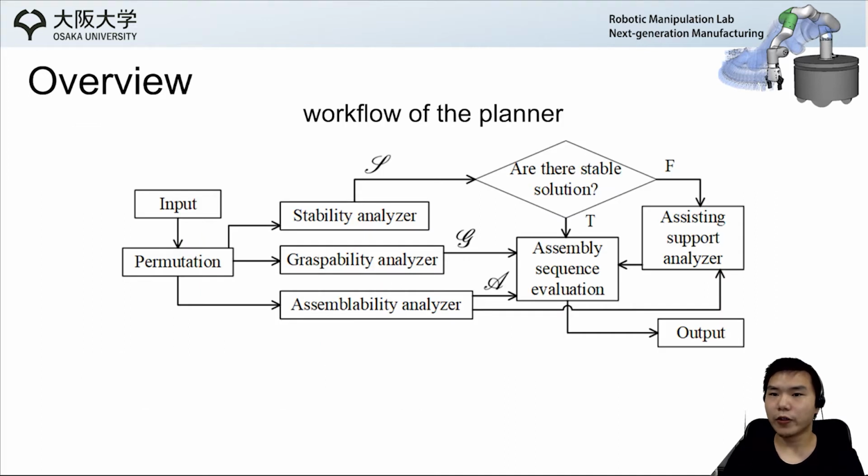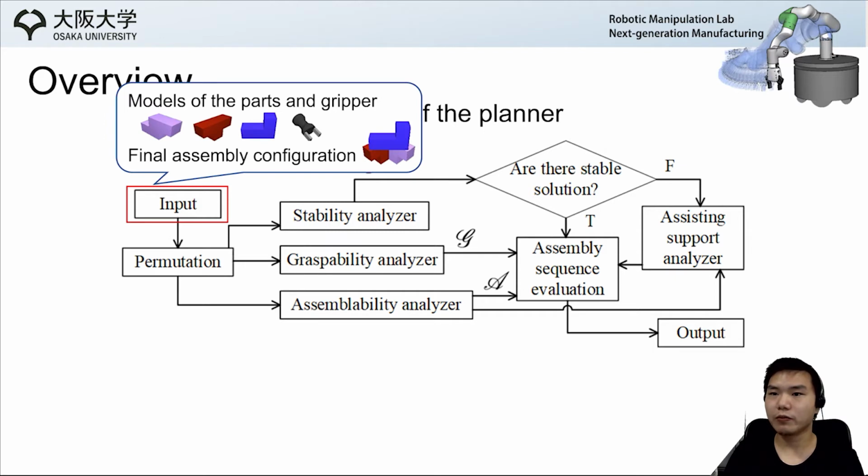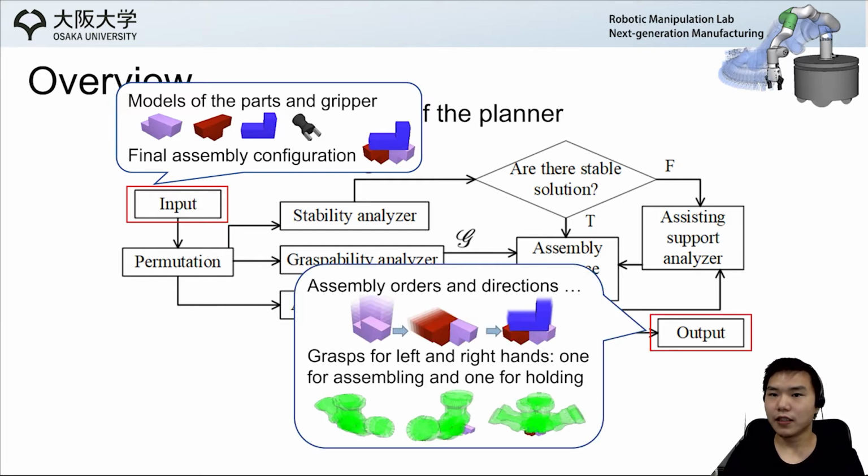This is the workflow of the entire system. The input of the system is mesh models of the parts and gripper, and the final assembly configuration. The output of the system is optimal assembly orders and directions, as well as the grasp poses for left and right hands. The grasp poses can be used for a second arm when supports from work tables and other parts are not enough to form a stable assembly.